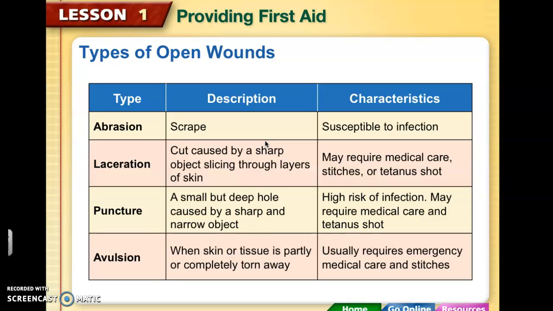A laceration is a cut caused by a sharp object slicing through layers of skin. So depending on how many layers it goes through will depend on if it requires medical care, stitches, and a tetanus shot.